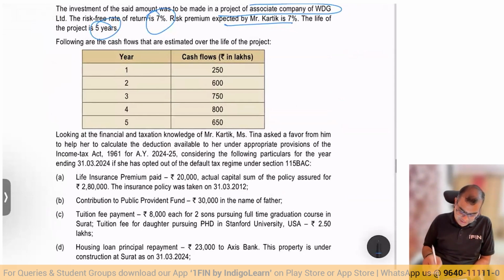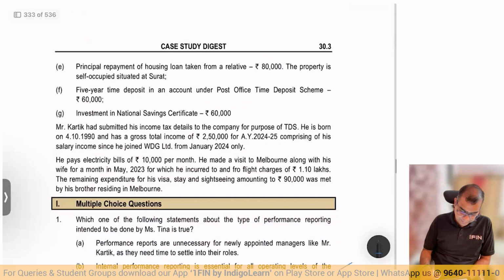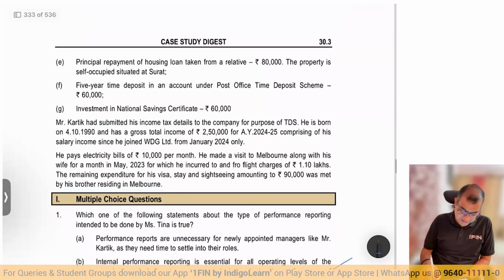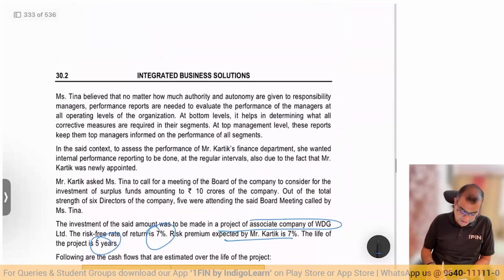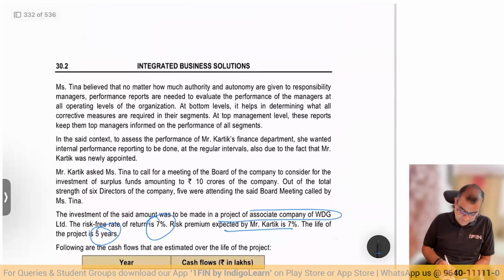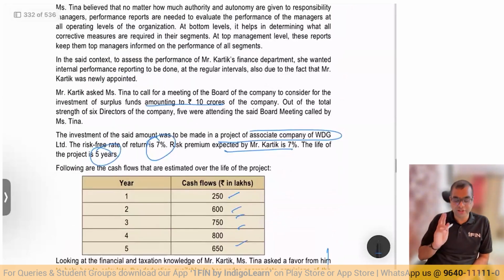Then they have some taxation issues, principal repayment, all these are not relevant. These are all personal income tax related stuff, purely from a project perspective. They have investment of surplus fund of 10 crores. From this 10 crores, you can invest it in 2 projects.